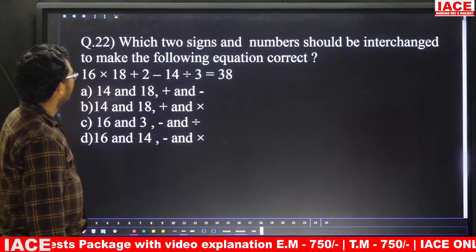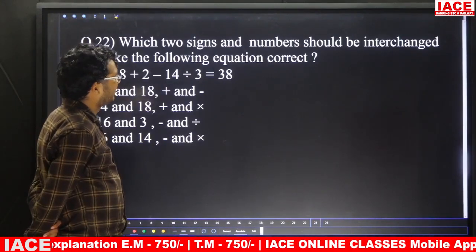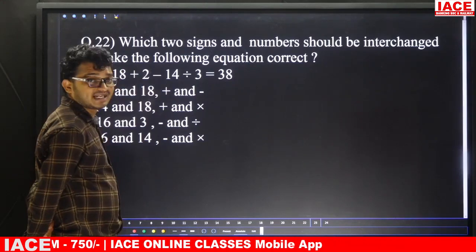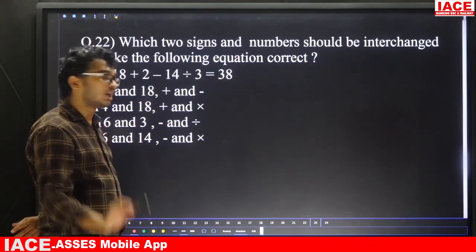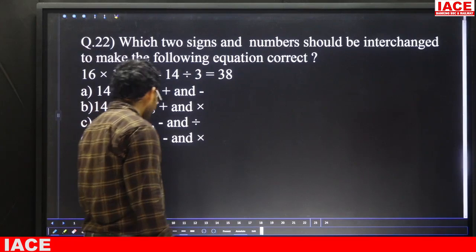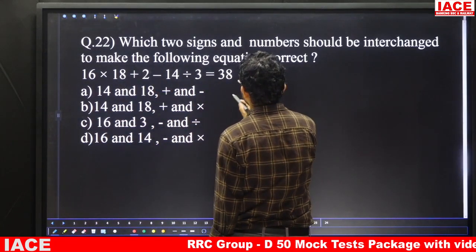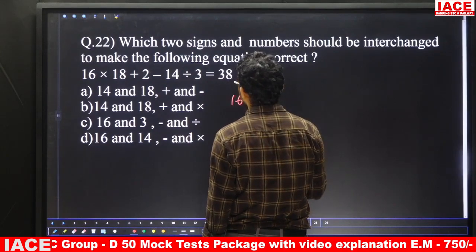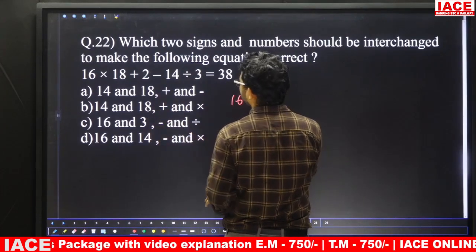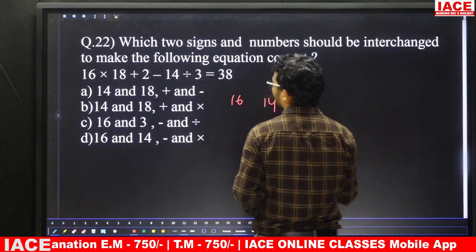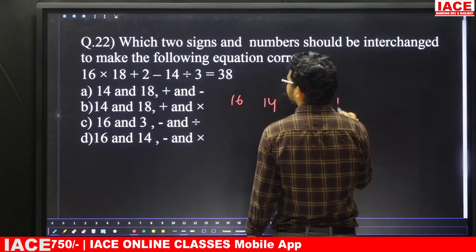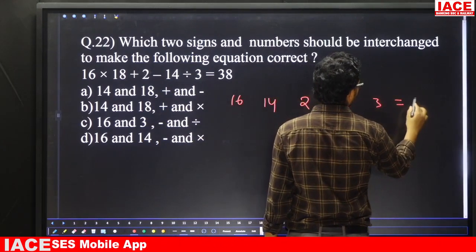Question 22, which two signs and numbers would be interchanged to make the given equation correct? For this type of question, go through the options. First option is what? 14 and 18 should be replaced. That means here 16, next one is what? Here 18 is there, 14, next 2, next 14 is there means what? Here replace 18, 3 equal to 38.